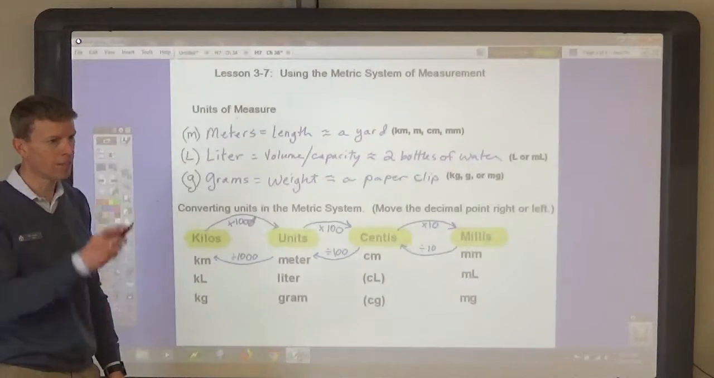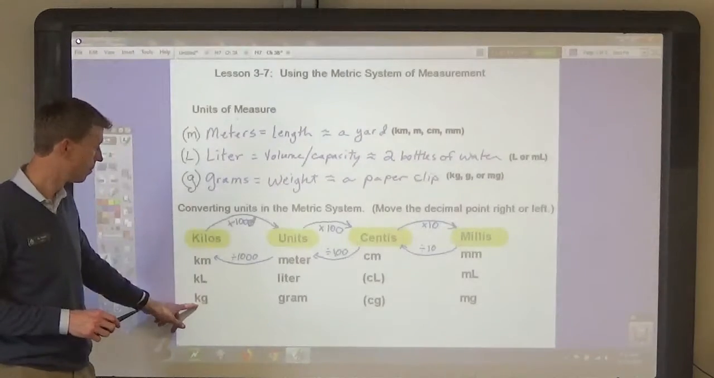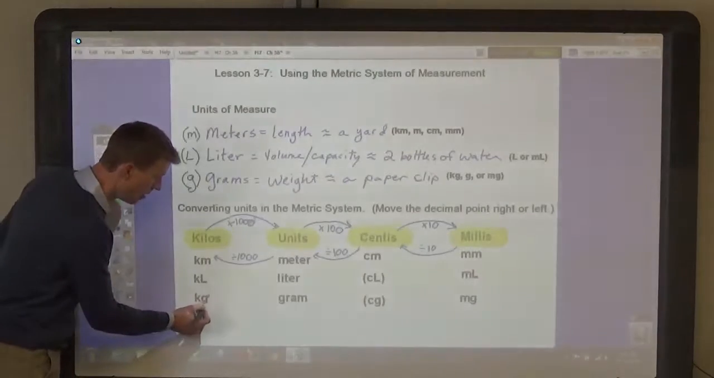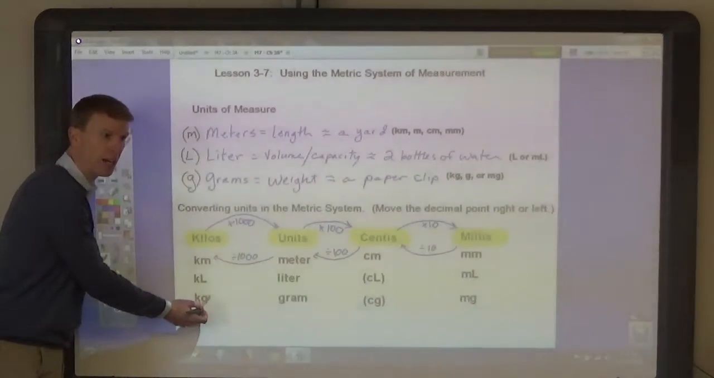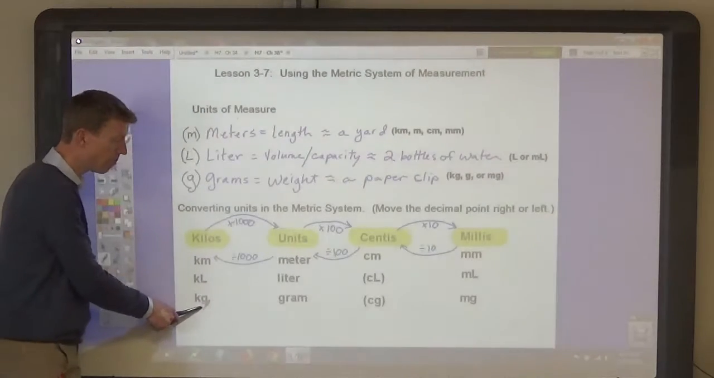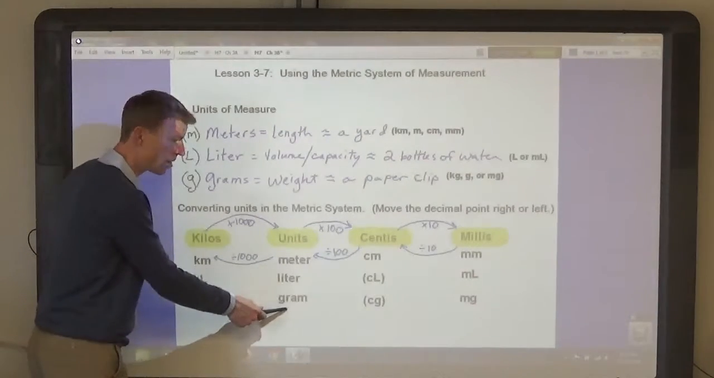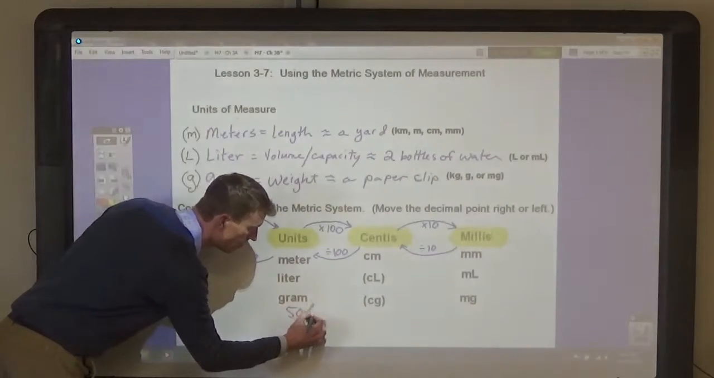Okay, Matt. Could you go all the way down there in the corner, kilograms, all the way to millions? So then you would take kilograms. Let's say you have 5 kilograms. Convert it to grams by multiplying by 1,000. 5 times 1,000 is 5,000.